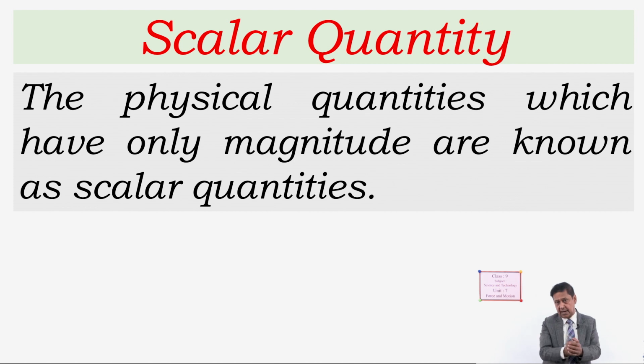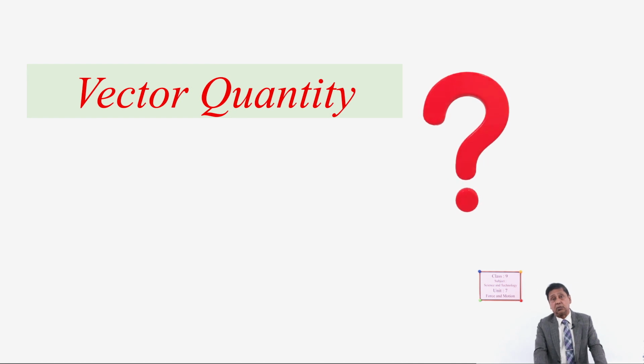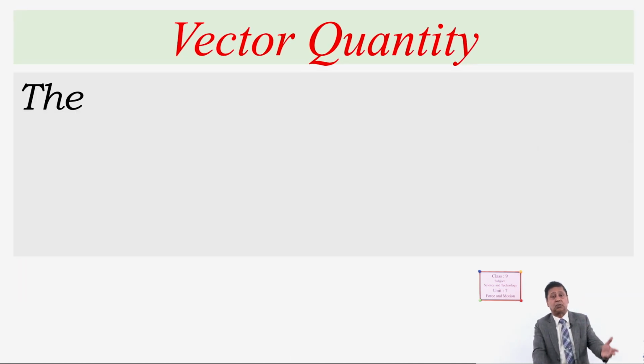It is 2 kilogram. But can we expect anything about its direction? No, mass doesn't have any direction. Mass may be 2 kg, 4 kg, 5 kg, but if someone asks you in which direction this mass acts, then you cannot say anything. That's why mass doesn't have any definite direction. It has no direction at all. This is scalar quantity.